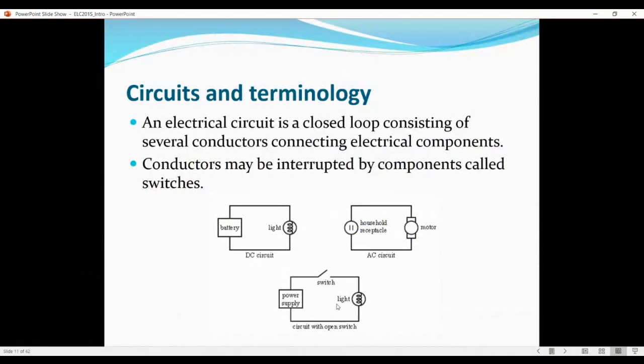Just some terminologies to recap. Again, it's a closed loop consisting of several conductors connecting. Of course, it is a wire, which you call a conductor, normally copper.